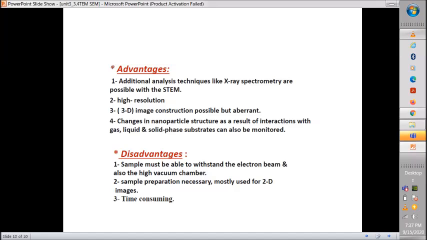And the disadvantage is that it is time consuming. That's the major disadvantage. Sample preparation is necessary, and the sample must be able to withstand the electron beam and also the high vacuum chamber. So these are the disadvantages we have, and they have to be mitigated.